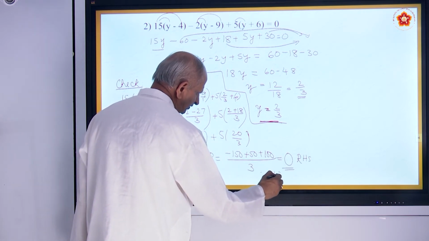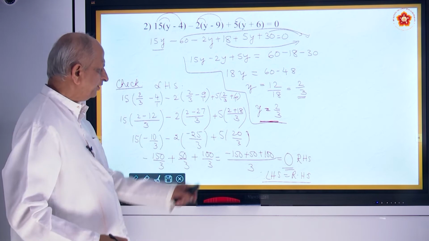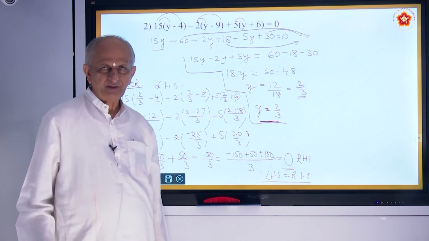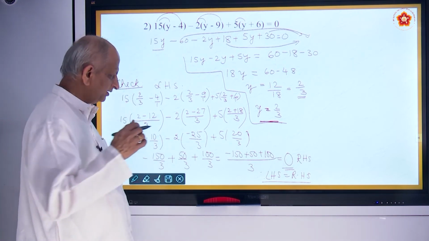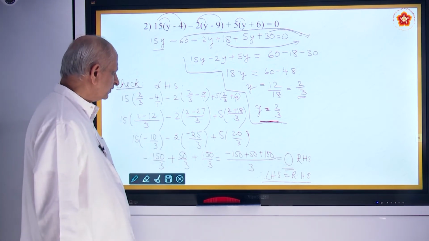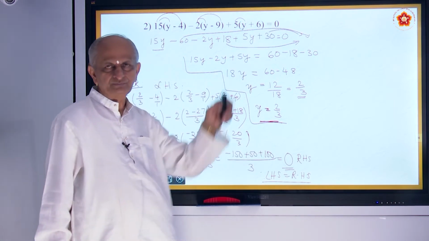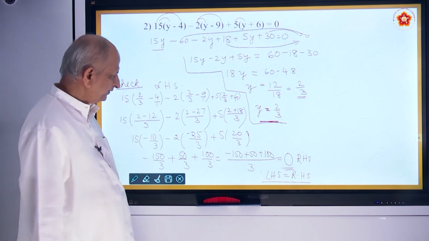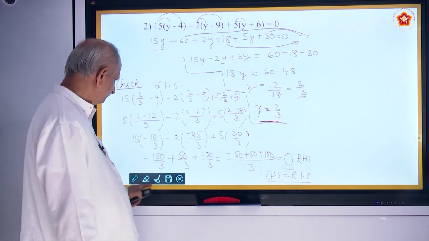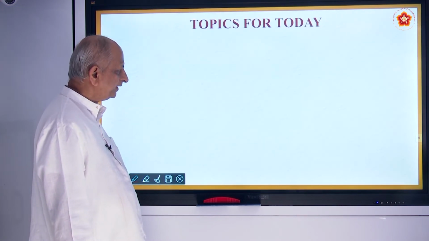So what do you observe? Left hand side is equal to right hand side, which means the value of y is equal to 2 by 3 is correct. Here 0 by 3 comes, so by 3 need not be calculated because 0 divided by anything is also 0. So the answer we got is 0, which is right hand side. What does it mean? It means that y is equal to 2 by 3 is the correct answer. Noted? Very nice. Now we will pass on to the topic for today.